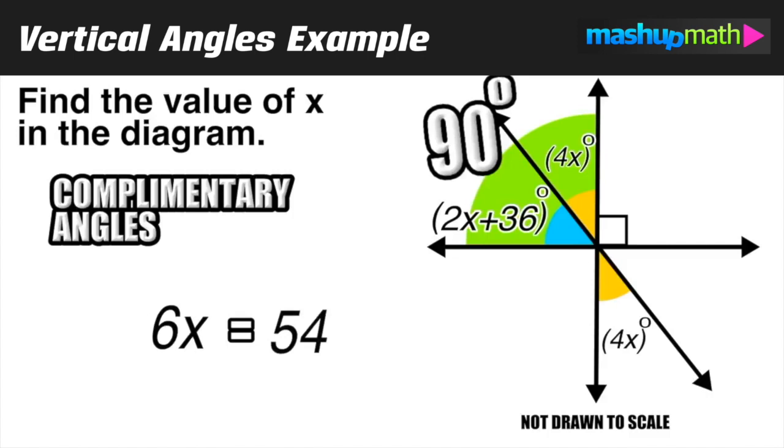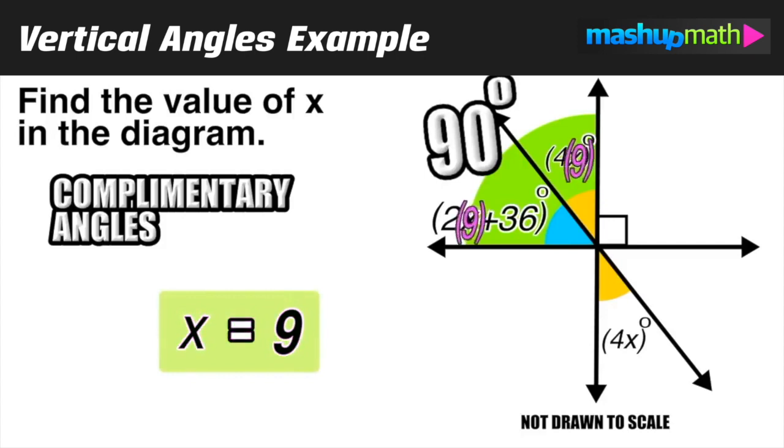And our final step to solving for x is to divide both sides by 6. On the left side, those 6's cancel out. We have x by itself. And 54 divided by 6 is equal to 9. So now we have x equals 9, and we have solved for x.